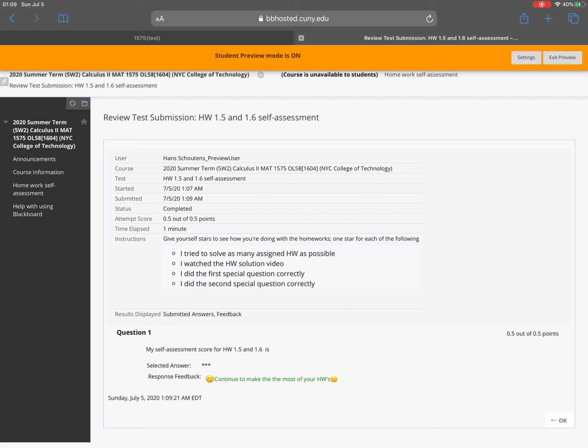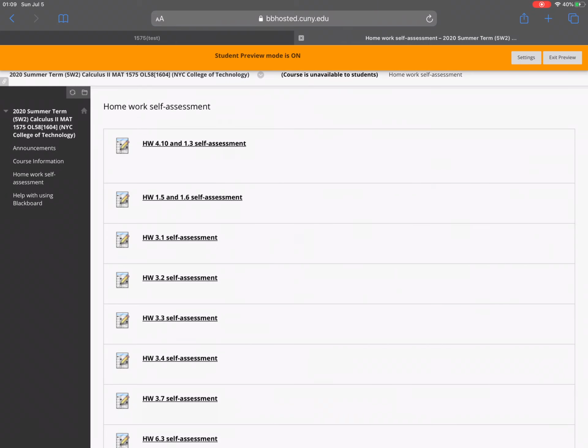It means you answered this one, you did this self-assessment. And look on the right-hand side here, you got a half out of a half. Every self-assessment is worth a half a point. So that's how you accumulate points. And this system does this automatically. That's why I want you to look at this and make sure that you actually get the points you deserve. Because let me make a mistake.